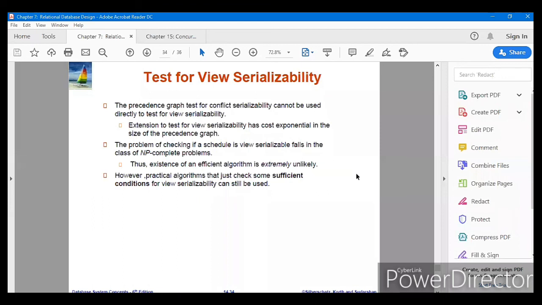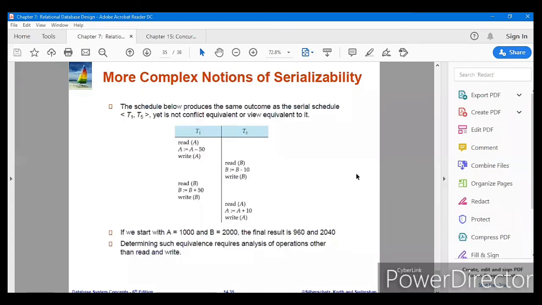So for this, you need to convert that problem into an NP-complete problem, which is a topic of DAA, that is Design and Analysis of Algorithms. When that subject is taught, probably then we can go for testing of view serializability. So you can ignore this point right now.